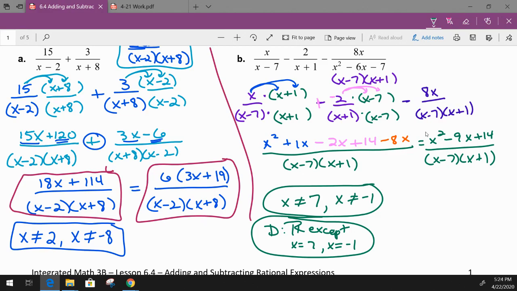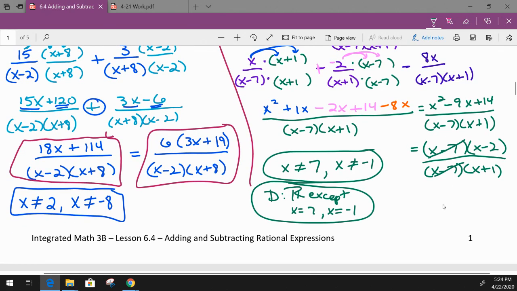Okay, so hopefully back over here, if you were looking at this trinomial, you noticed this can be factored. So your numerator can be factored into x minus 7 times x minus 2. And our denominator also has a factor of x minus 7. So the common factor can be reduced, leaving us then with a simplified value of x minus 2 over x plus 1. So that's our simplified rational expression.